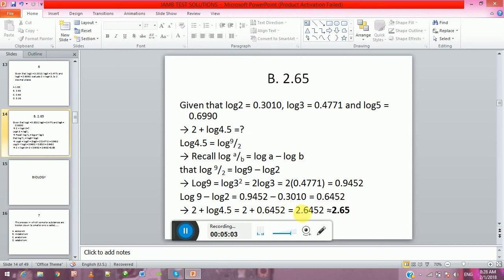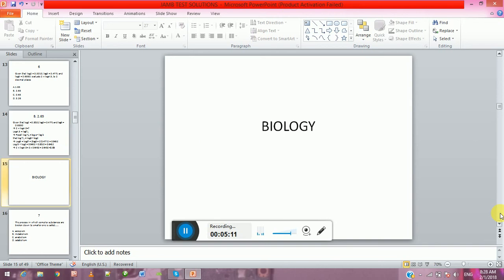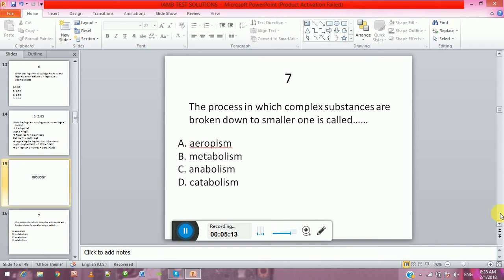Fungi are referred to as heterotrophs because of what? Heterotrophs are those organisms that cannot manufacture their food by themselves because they don't have chlorophyll, they lack chlorophyll. Whereas autotrophs are those ones that can manufacture their food by themselves because they have the green pigments known as chlorophyll. Examples are green plants. So the answer to this is A, they lack chlorophyll.